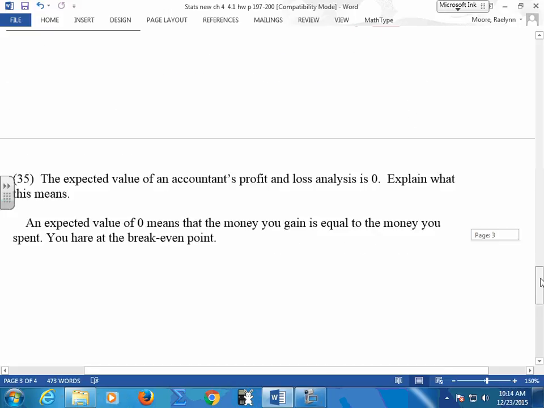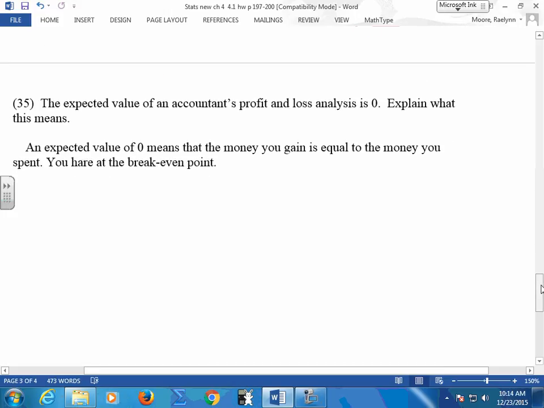Okay, expected value. If your expected value between your profit and loss analysis is zero, that's your break-even point. You guys are probably learning that in economics, right? When your costs and your gains work out the same, they kind of wash out. The money that you spent is equal to the money that you gained. So you bet $5, you win $5. It's a wash. It's zero. That's your break-even point.